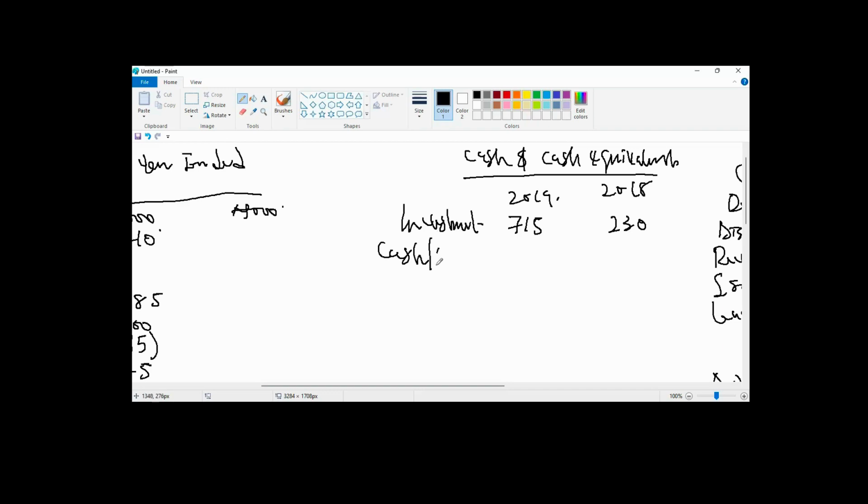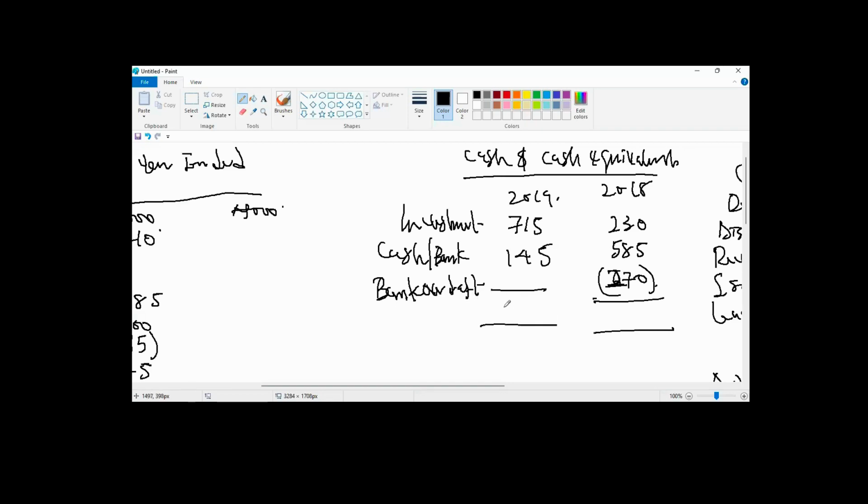Does he have cash at bank? In 2018, 585. In 2019, 145. Then does he have bank overdrafts? Don't forget, overdraft is a liability. In 2018, what is the bank overdraft? 270. In 2019, 660.